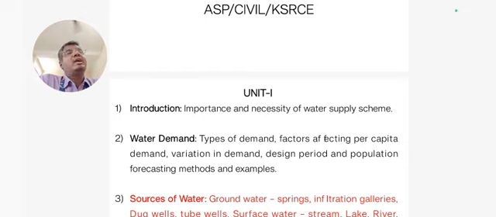This is followed by water demands. Water demand is otherwise called per capita demand, which is defined as the amount of water required by a person per day. We will discuss the types of demand, the factors affecting per capita demand, the variations in demand, the design period of the water demands, and the various methods for forecasting the future population.